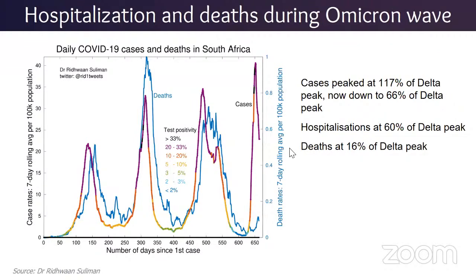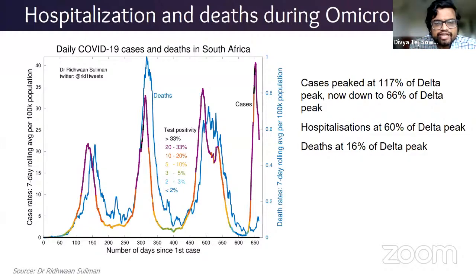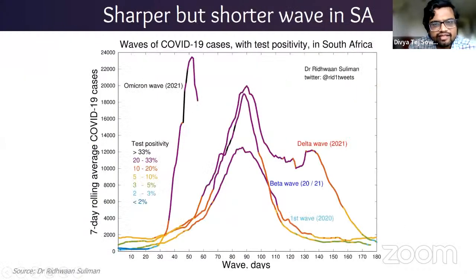Thank you. So here we can see that though the cases have peaked higher than what they had seen in the Delta wave, the number of deaths has been less. And this is another slide which shows a comparison of the Omicron wave with the other waves that South Africa had seen. Again, you can see the slope of the curve with the Omicron wave is extremely high when compared to the other variants, and now there is a similar kind of slope when it is decreasing as well.